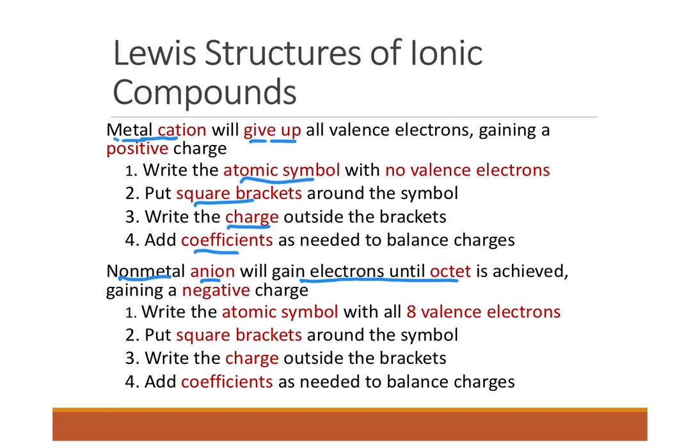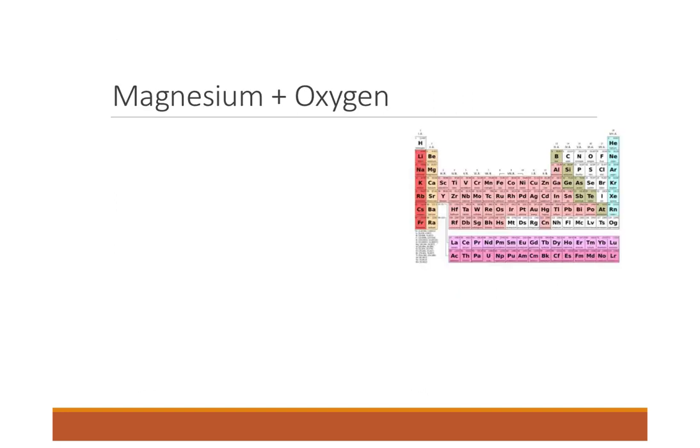On the non-metal anion, you're going to also start off by writing the atomic symbol and putting square brackets around it. But you're also going to show the valence electrons present around the atomic symbol using the rules that we do for Lewis dot structures, where you have an invisible box and you're putting the electrons on all sides of the box. You're also going to show the charge, which will be a negative charge, and add coefficients as needed. So I'm going to do 2 examples to walk you through this.